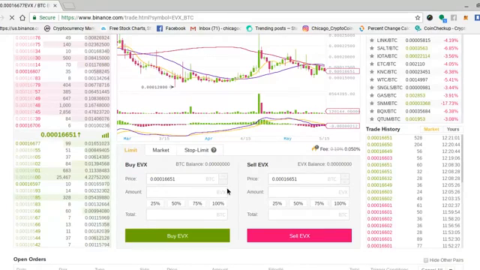Now, what you have here is your buy and your sell windows. This is where you will place your orders. You have limits, which will allow you to pick the price that you want to buy or sell at. You have market orders, which will allow you to buy or sell at the current price. And then you have stop limits, which will allow you to pick a price to buy or sell at that will only be triggered by prior action of another price.